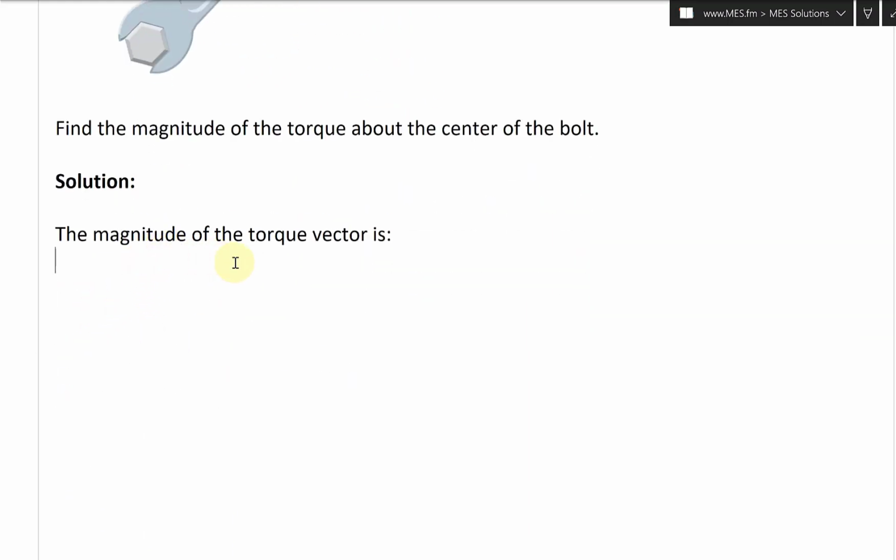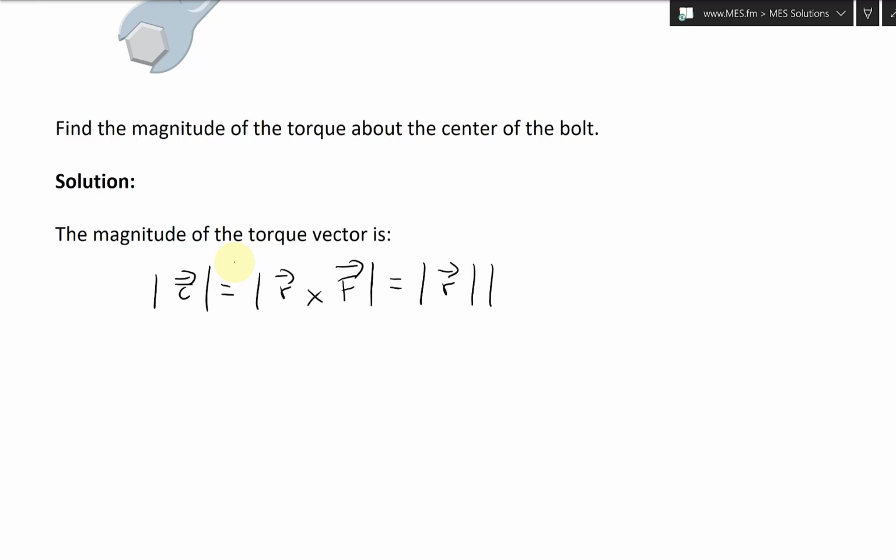So the magnitude of the torque vector is, well, we just use a cross product. So this is tau, the magnitude of the torque, like this. So the value is equal to the magnitude of the cross product r cross F. This equals, using theorem 2, the length of r times the length of F times the sine of 75 degrees.